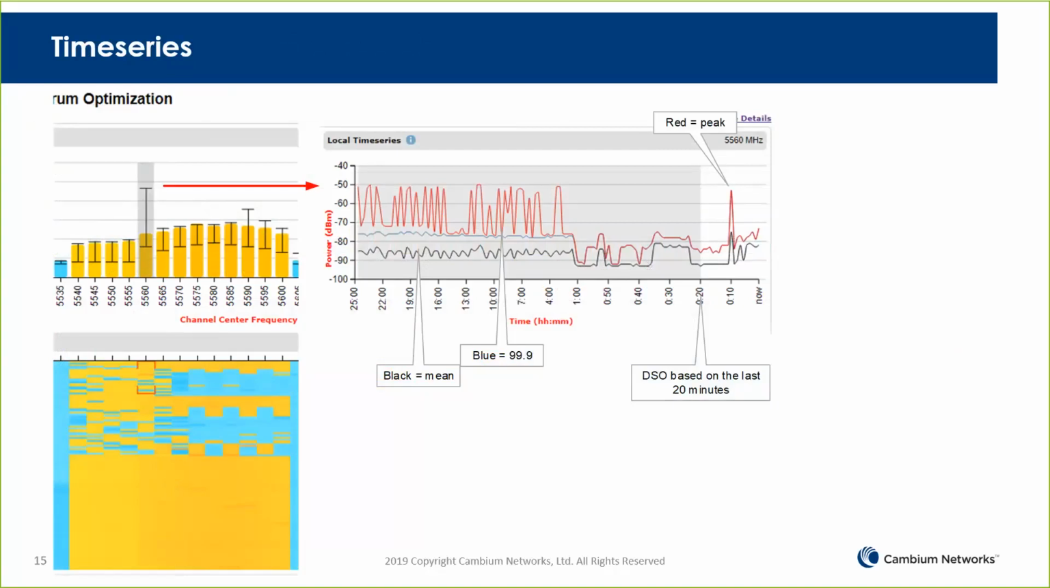And finally, on this display, you'll see that the right-hand 20 minutes is white, and the rest of it has a shaded background, and that's to remind us that the spectrum display and the DSO decisions are based on the last 20 minutes, and that's the white portion at the right-hand side.